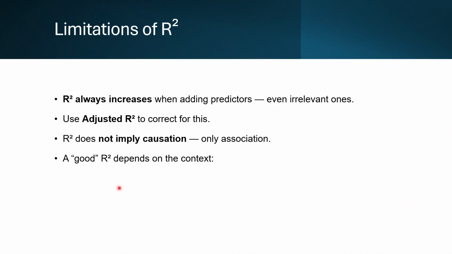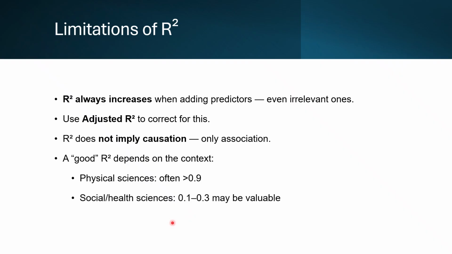A good R square depends on the context. For example, in physical sciences, often more than 90% or 0.9 R square is required. But in social and health sciences, even 0.1 to 0.3 might be valuable depending on the context.